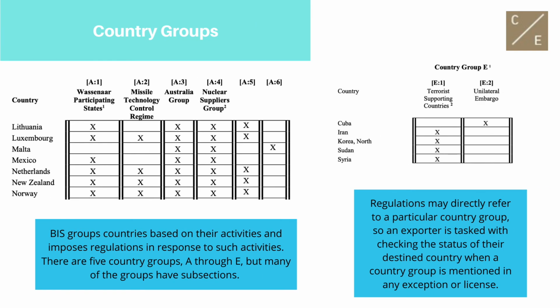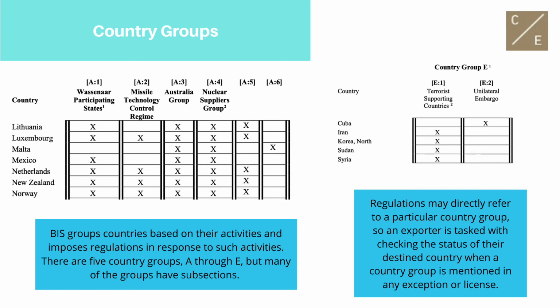Another very important concept to understand for dealing with ECCNs is country grouping. The country groups can be found under Supplement Number 1 for EAR Part 740. BIS groups countries based on their activities and imposes regulations in response to such activities. There are 5 country groups, A through E, but many of the groups have subsections. Regulations may directly refer to a particular country group, so an exporter is tasked with checking the status of their destined country when a country group is mentioned in an exception or license.